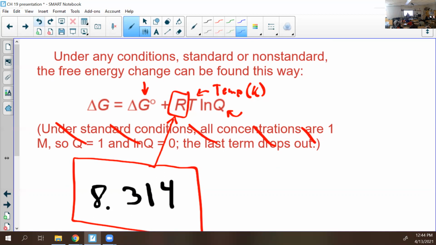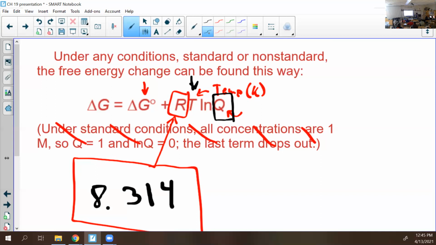The reason why this one is convenient is because it relates to things we've been doing for a month. It's Q. This is a constant. That's just temperature. And then I can calculate Q. Remember, Q is the conditions of a substance that may or may not be at equilibrium. It's the equilibrium expression, but you plug in the values that you're given, and it's not guaranteed to be at equilibrium. Wait, how come we're trying to find delta G?